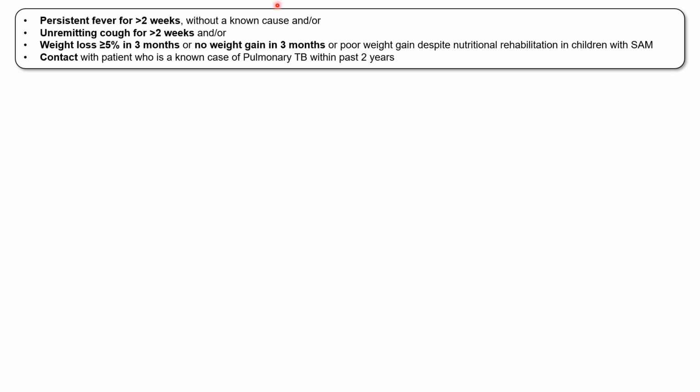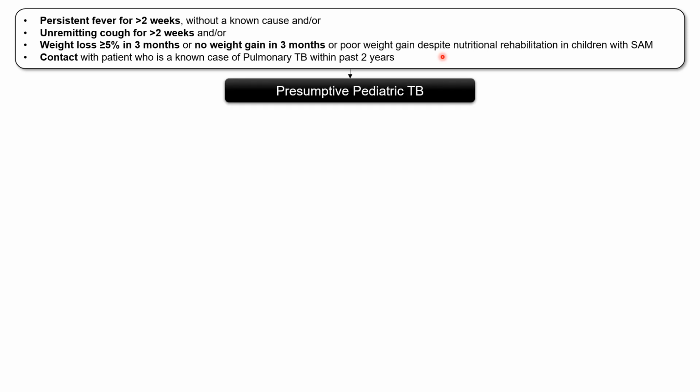So what have we learned till now? Any patient who has persistent unexplained fever or cough for more than 2 weeks, or significant weight loss in the last 3 months, or no weight gain in the last 3 months, or any child with severe acute malnutrition who is under nutritional rehabilitation but in spite of that is not having appropriate weight gain, or any child who has a positive contact history with any case of pulmonary tuberculosis within the past 2 years is a case of presumptive pediatric tuberculosis. So presumptive pediatric tuberculosis means what? We have to enter this child right now into the pediatric tuberculosis diagnostic algorithm.